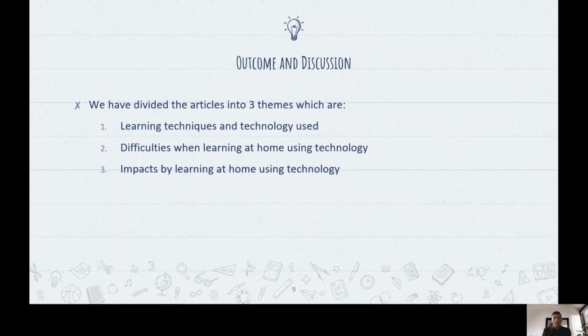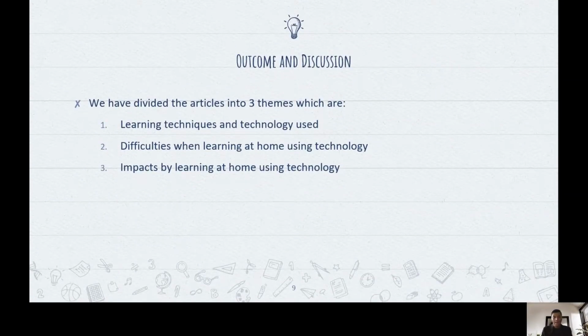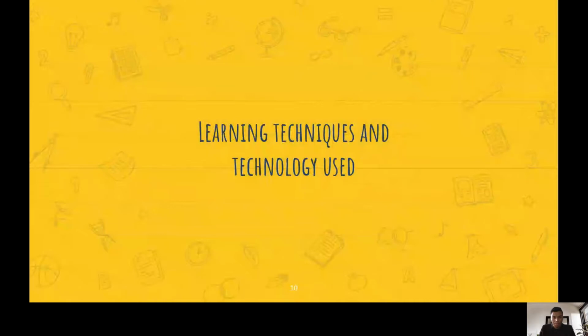For the next one, the outcome and discussion, we have divided the articles into three themes. The first is learning techniques and technology use. The second is difficulties when learning at home using technology. And the third is impacts of learning at home using technology. Okay, moving on to the first one, which is learning techniques and technology use.